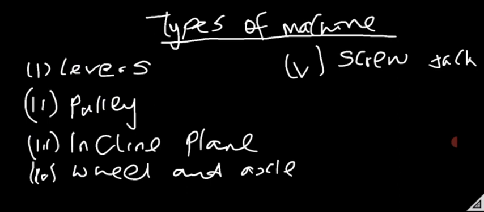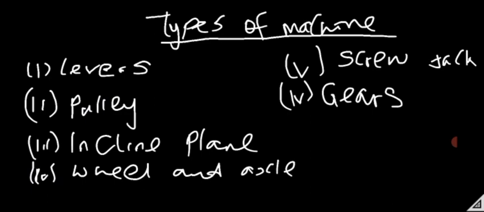Screw jack. Number five, screw jack. Okay, number six, we're going to talk about gears. So these are the 6 classes of machines that we will talk about.